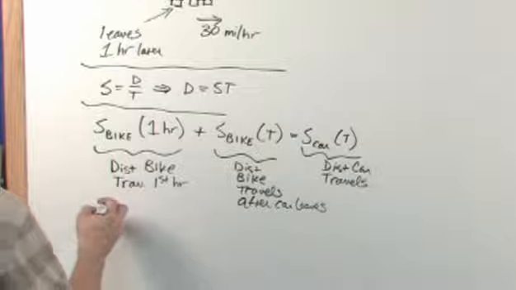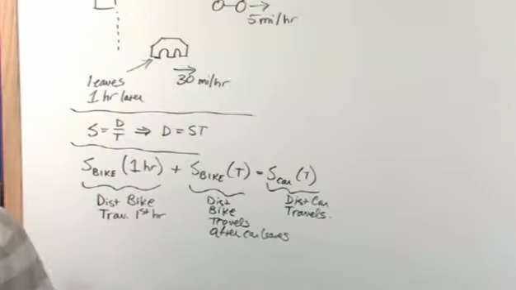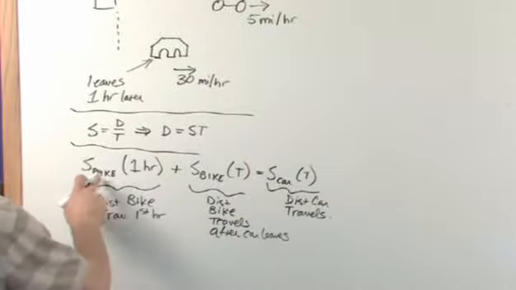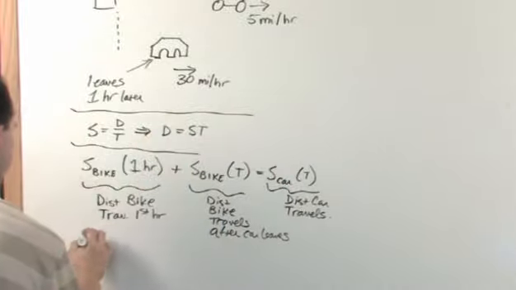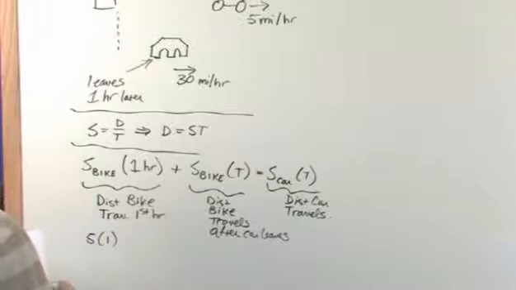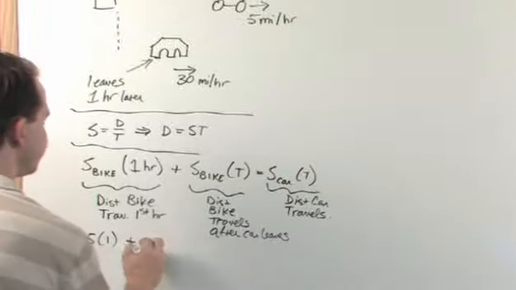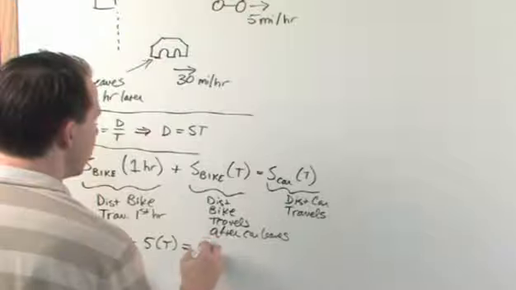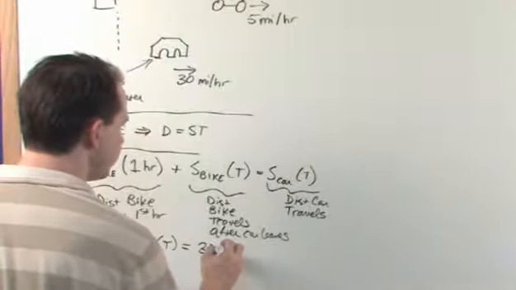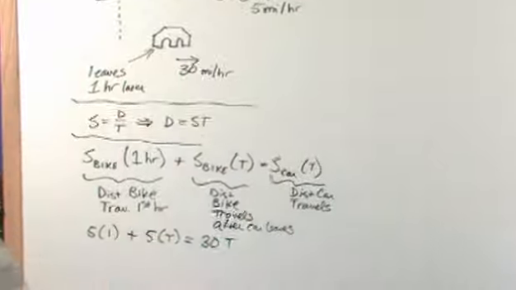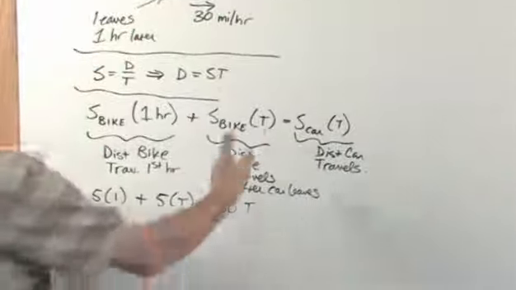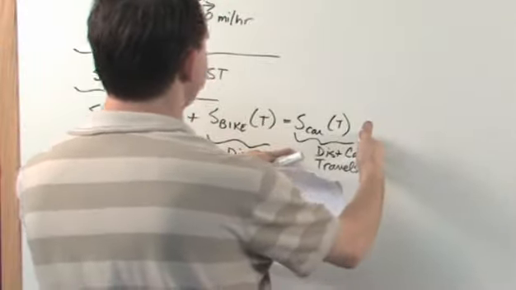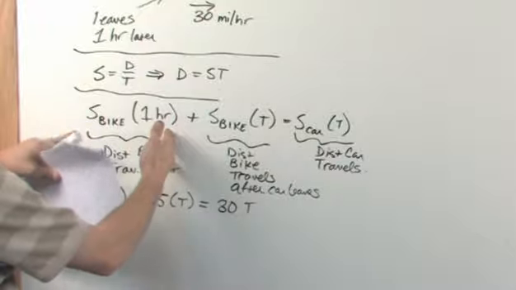So now we can solve this problem. We know what the speeds are. I just wrote this down to show you conceptually what we're doing. The speed of the bike is 5. So 5 times 1 plus 5 times t is equal to, the car speed is 30 times t. So don't forget what we're doing. This is the total distance traveled by the bike, and this is the total distance traveled by the car. The bike gets a little bit of a head start, so we have a little extra term here.